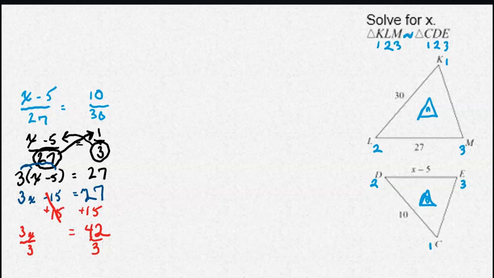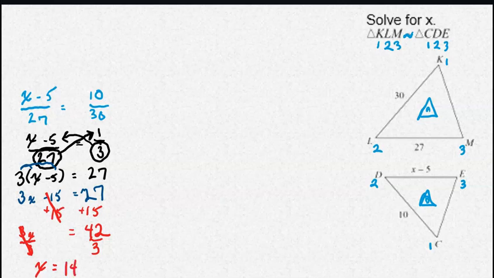Now I am dividing the 3 away from the x because 3x is multiplication. The operation between the 3 and the x is multiplication, and I want to create a 1 in front of that x. The only way I can do that is through division, because 1x is what I want. I want to know what 1x equals. And 42 divided by 3 is 14, according to my calculator.